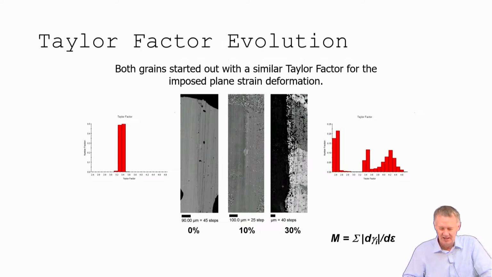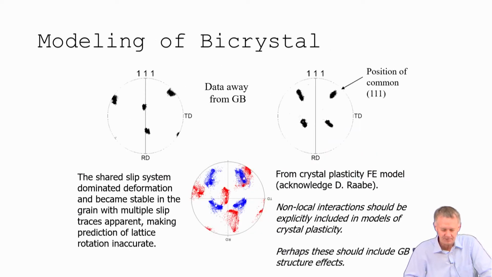If we look at the Taylor factor evolution, even though our misorientation is getting less at the boundary according to the exact angle, the Taylor factor actually is starting to split. So the Taylor factors were pretty similar for the plane strain deformation we imposed, and at the end they weren't. And you can see this structure here, that's starting to subdivide that grain. Then we did some modeling. I'm not going to talk about that, but this is from crystal plasticity modeling.